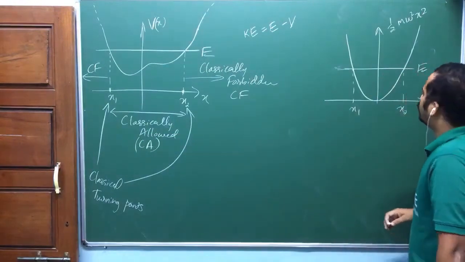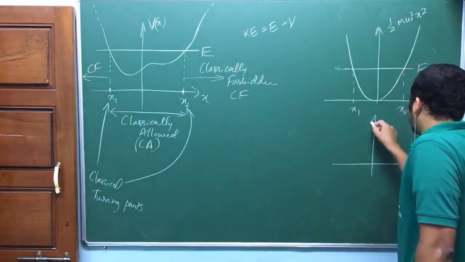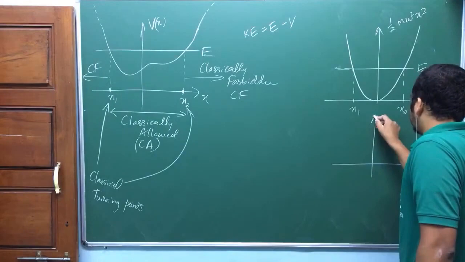But look at here, our particle can exist outside this region also. Am I right? We have seen our psi naught. Suppose we take the particle is in the ground state, isn't it? We have seen our Gaussian wave function. Suppose this is x1 and x2. So compare classical and quantum. You can find the particle outside this classically allowed region also. Why?